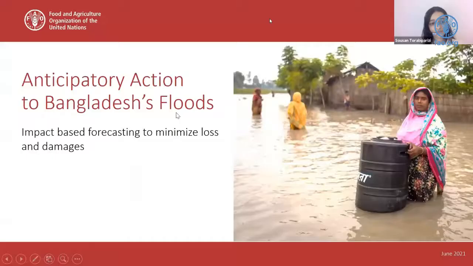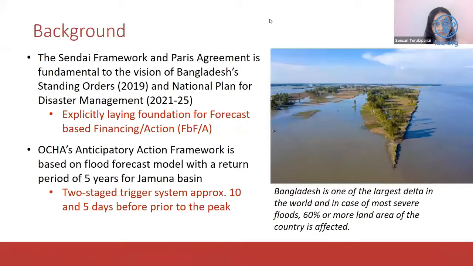Hello, everyone, from Bangladesh. I'm here to present the anticipatory flood response that we did for the 2020 monsoon floods in Bangladesh, the impact-based forecasting model that we utilized, and the methodology that we utilized to assess the impacts. Bangladesh has a long history of disaster management. However, the country's current disaster management plan, as well as standing orders on disaster, is heavily founded on the Sendai Framework and Paris Agreement. These two documents explicitly lay the foundation for forecast-based financing or anticipatory action.